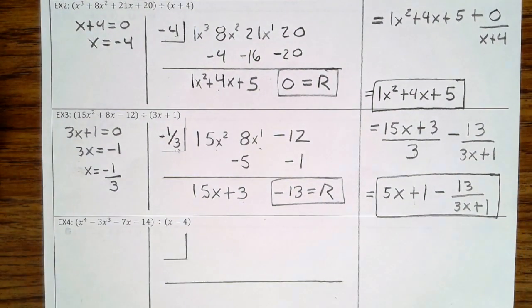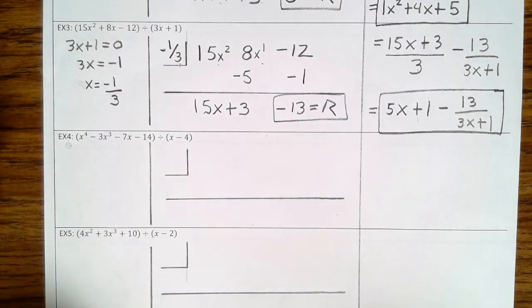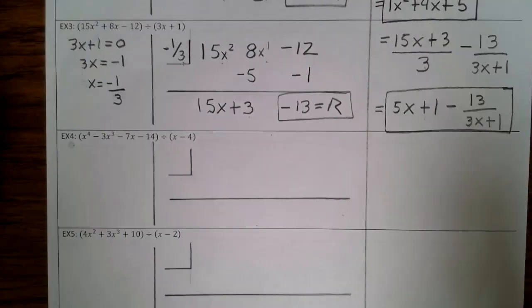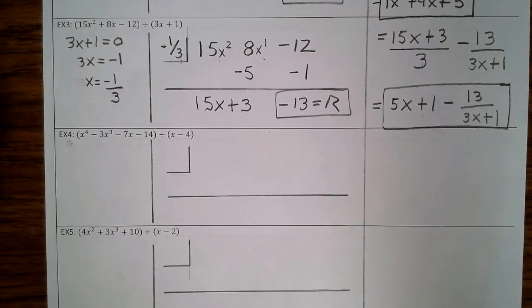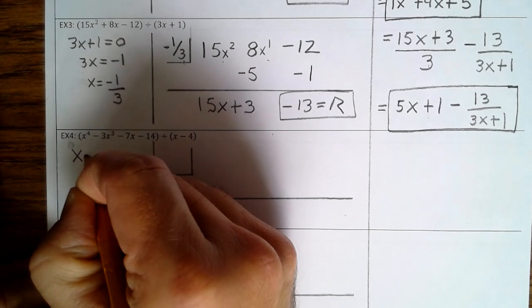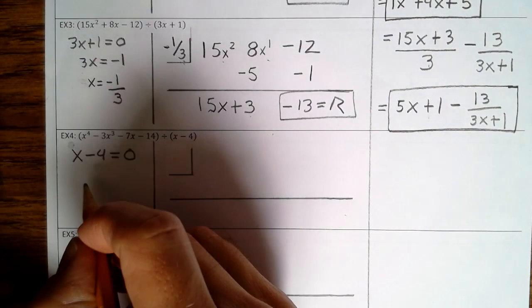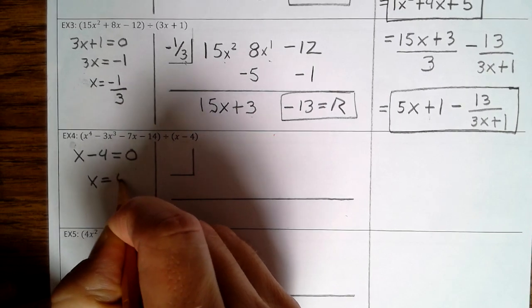Go ahead and finish up example 3. All right, let's take a look at example 4. So we're going to set x minus 4 equal to 0. We're going to add 4 to both sides, so x equals 4.